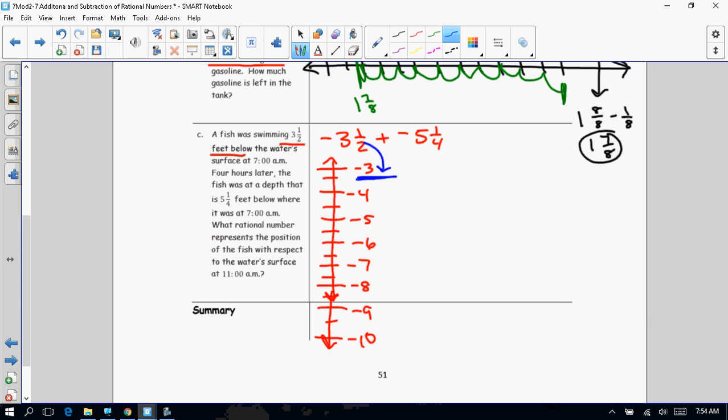Right, there's negative 3.5, and I'm going to go down another 5.25. So I'm going to actually do 5 first. 1, 2, 3, 4, 5.25, which is going to be little spots in between there. I'm going to jump this little space right here, because a quarter isn't all the way there, right? That'd be a half a jump, and I only want a quarter of a jump. So where am I? I'm at negative 8.75. It's negative 8.75 feet below the water.